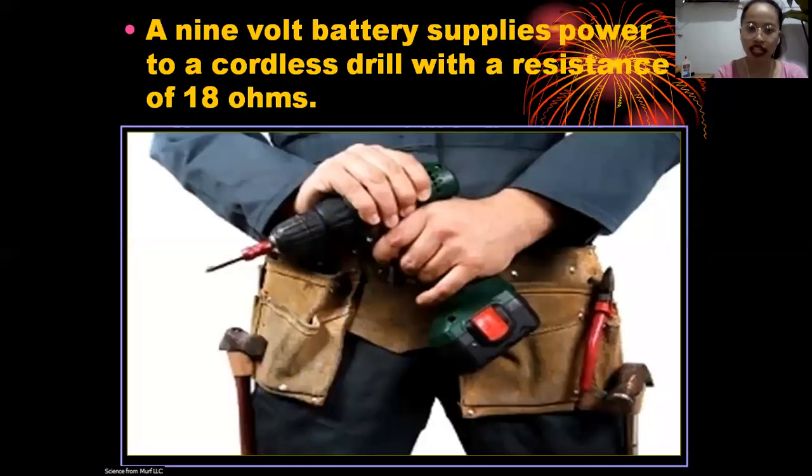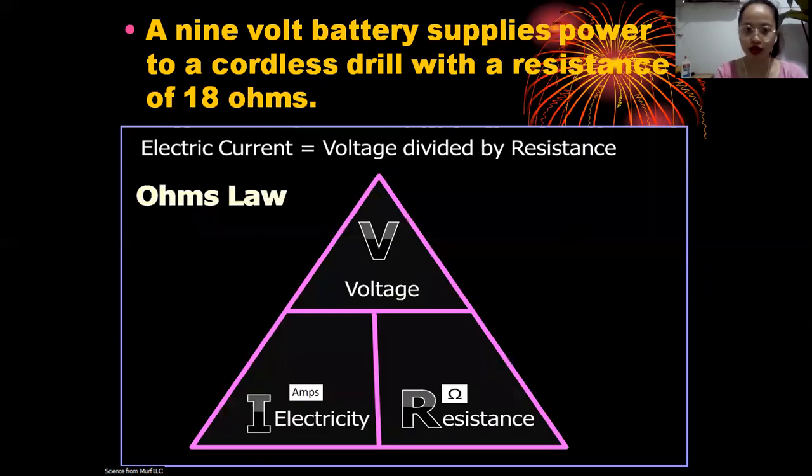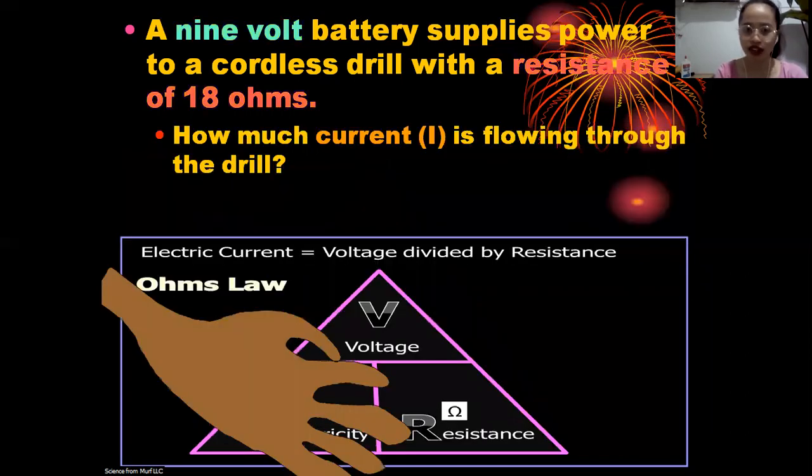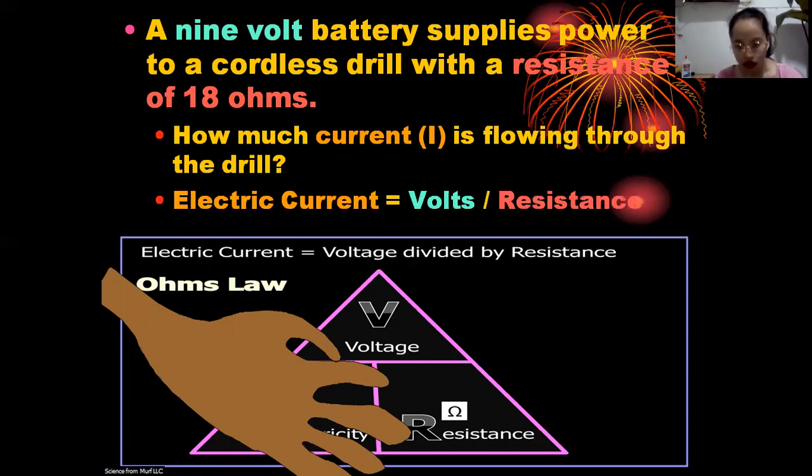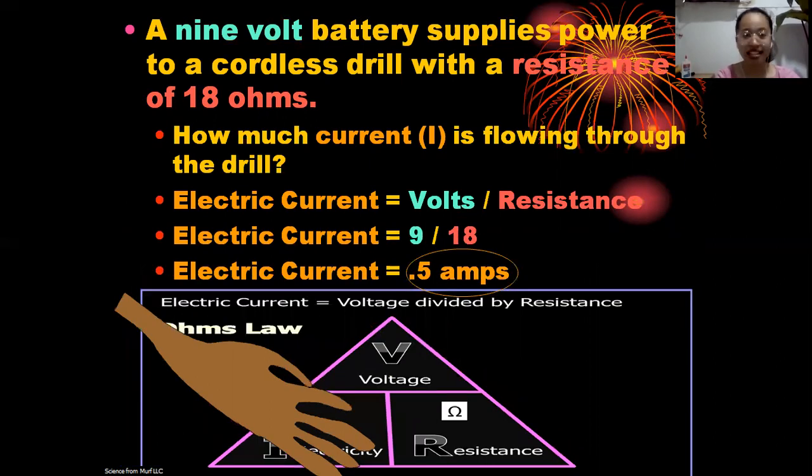How about this one? A 9-volt battery supplies power to a cordless drill with a resistance of 18 ohms. How much current is flowing through the drill? The missing value is the current, or the capital I. What will be your formula? Okay, the answer is 0.5 ampere. Very good.